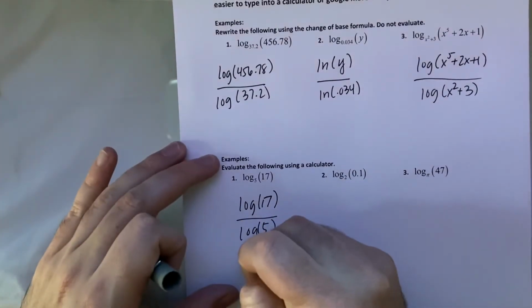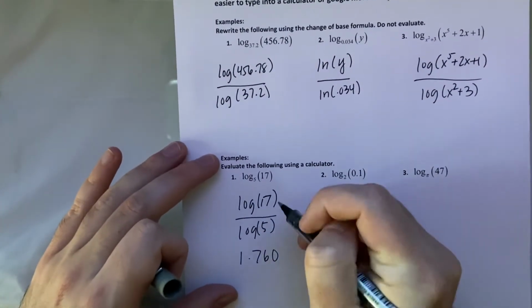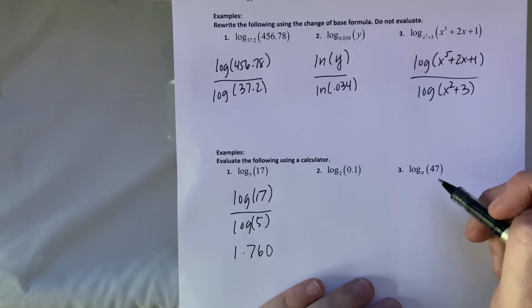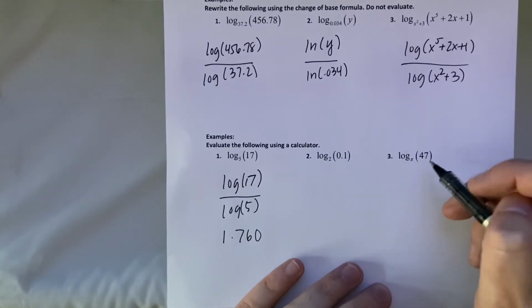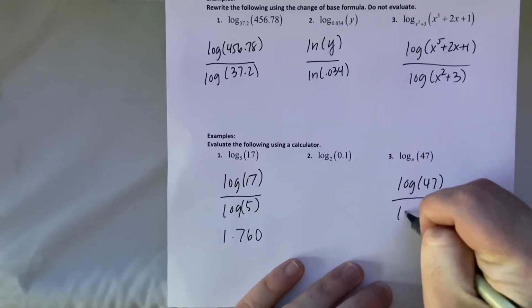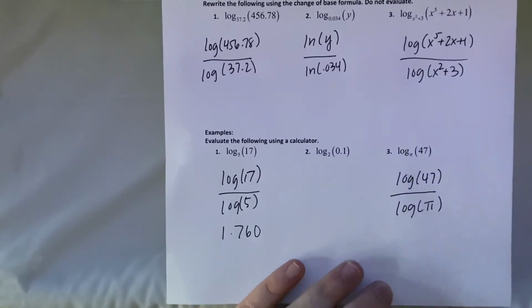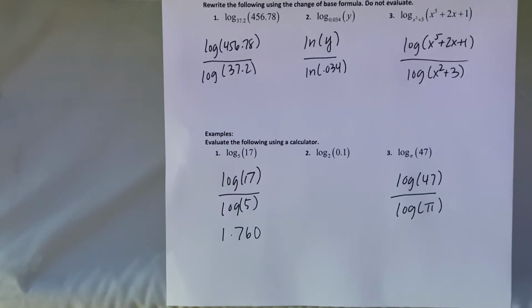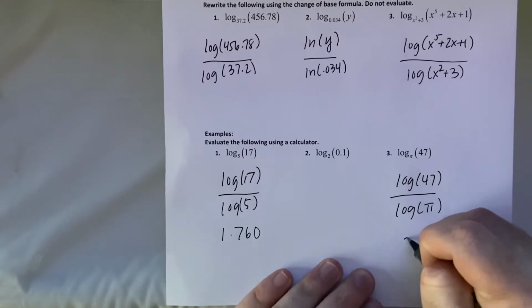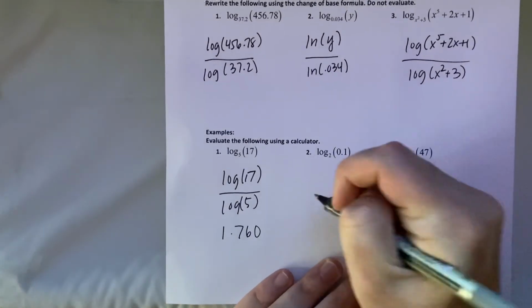to get 1.760. That means 5 to the 1.76 power is 17, and you can always check that. Similarly, if I wanted, let's skip that one, log base pi of 47 is log of 47 over log of pi, which is about 3.363, and actually we can do this one as well.